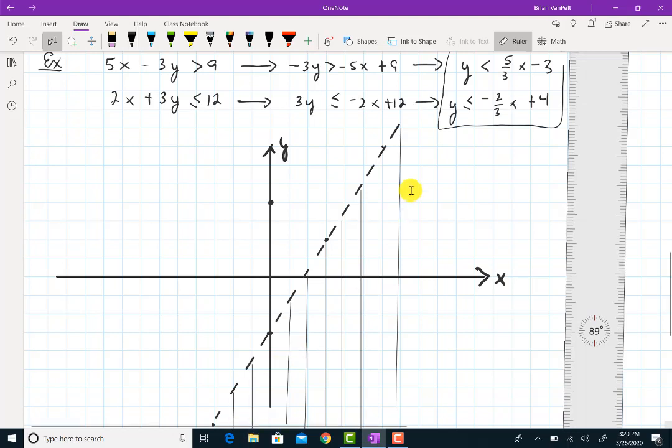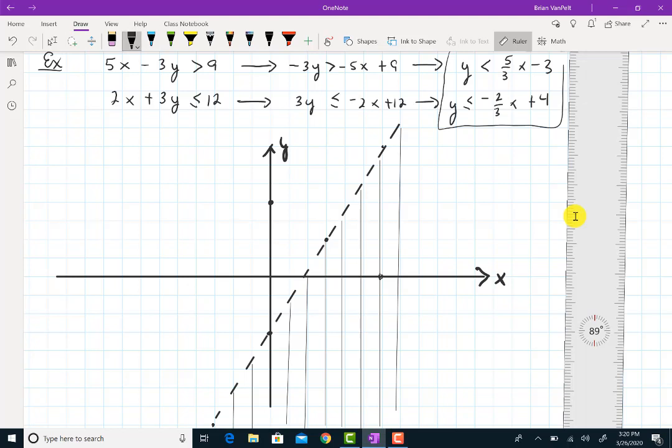Now I will go and graph the second one. It's going to be a solid line since y is less than or equal to whatever I'm going to put here. So I put my dot at 4, and now I've got to do negative 2/3 for the slope. So I go down 1, 2, and then to the right 3, and I'll put a dot. Down 2, and then to the right 3, and I'll put a dot.